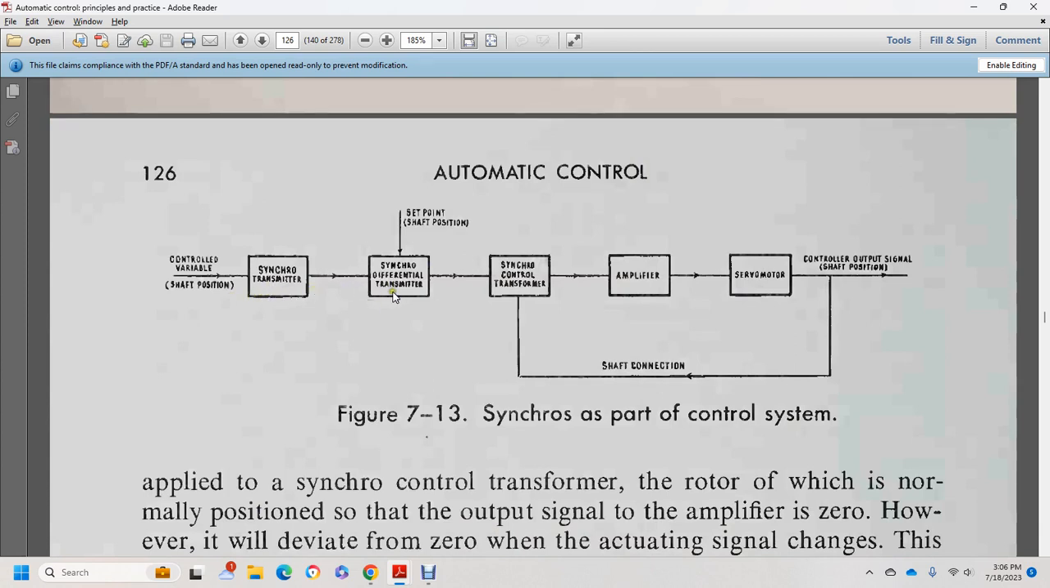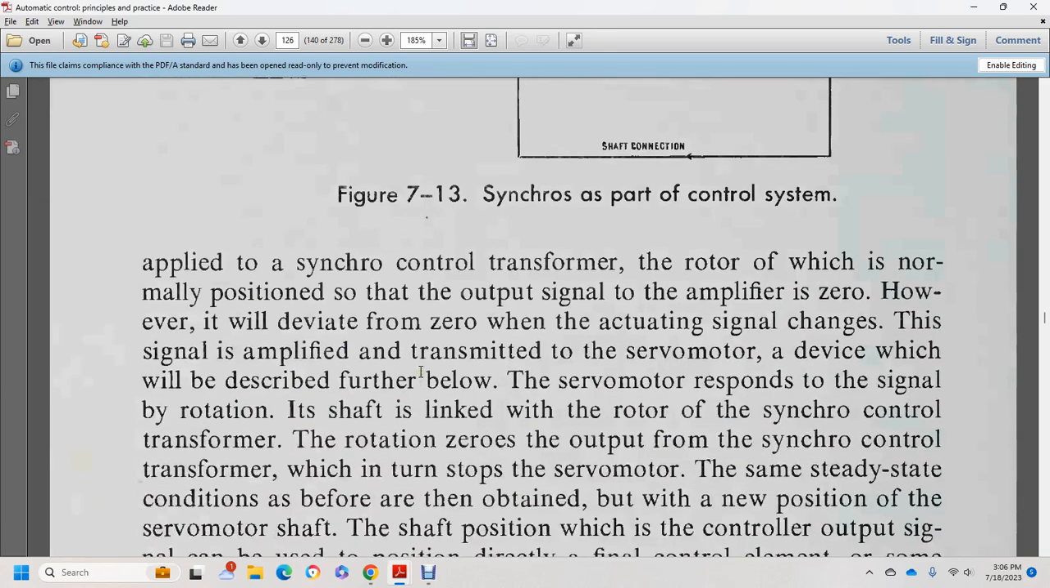end to the synchro differential transmitter, which sets the set point shaft position. The synchro control transformer goes to the amplifier, servo motor, and control output system, and then from the servo motor back to the synchro control transformer. Amplified by the synchro control transformer with the rotor, the normal position of the output with the amplifier is 0, however it will deviate from 0 with the actuating signal change. With this signal the amplifier drives the servo motor, a device which will be described further below.